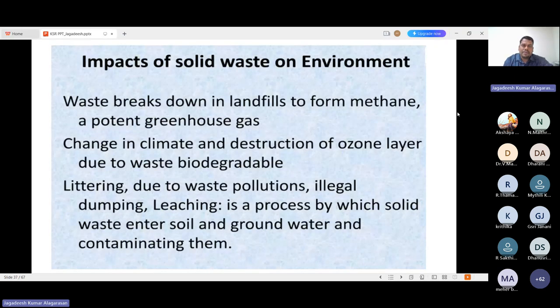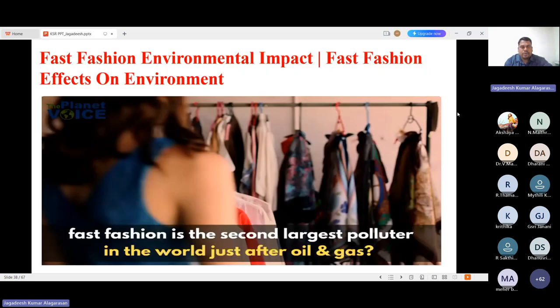So the impact of solid waste on the environment. Waste breaks down in landfills to form methane, a potent greenhouse gas. Climate change and destruction of the ozone layer are due to the waste. And littering, illegal dumping and leaching is a process by which solid waste enters soil and groundwater. So next, a very, very important topic, I'm going to discuss the fast fashion environmental impact.